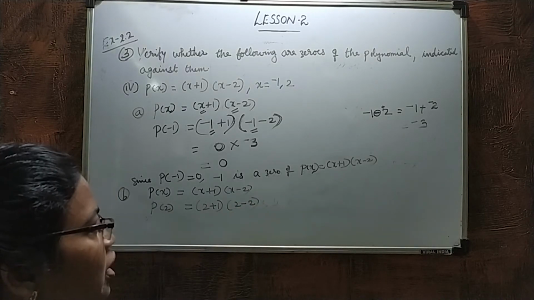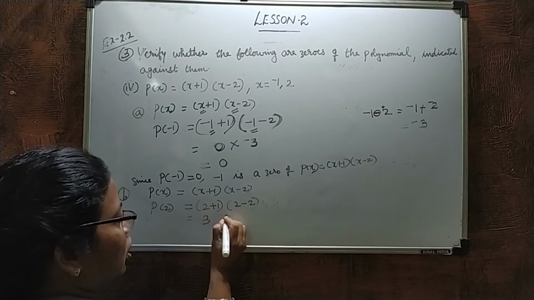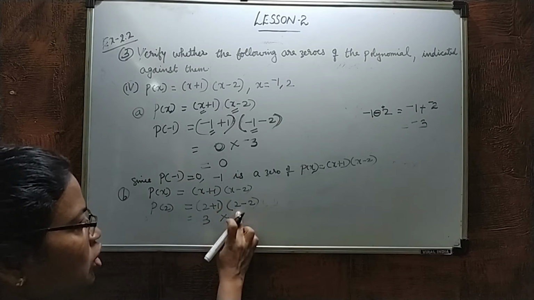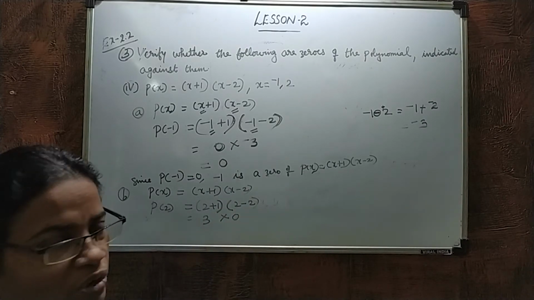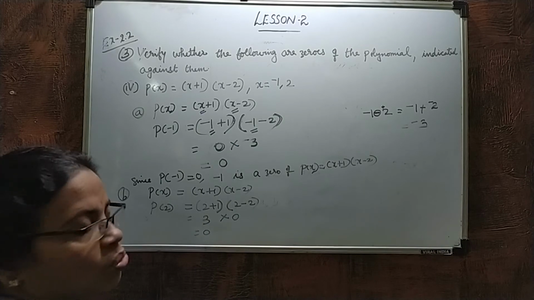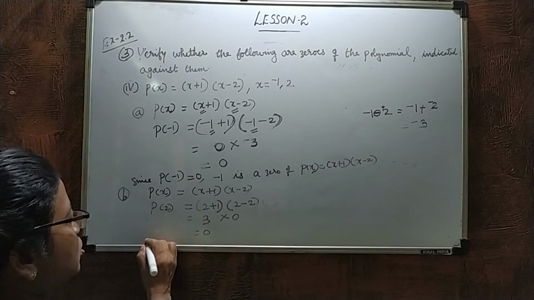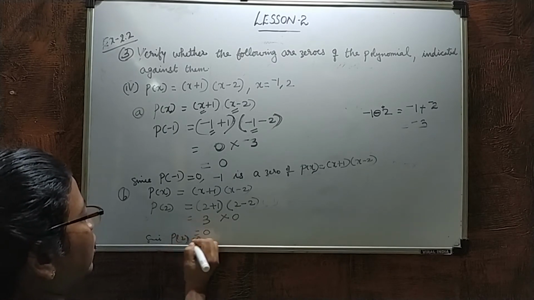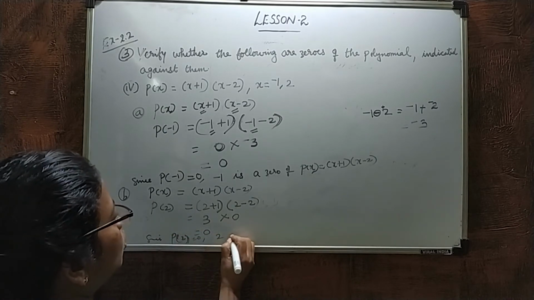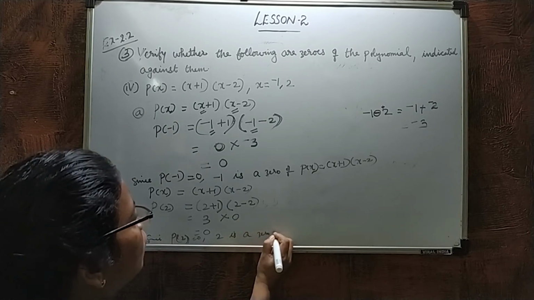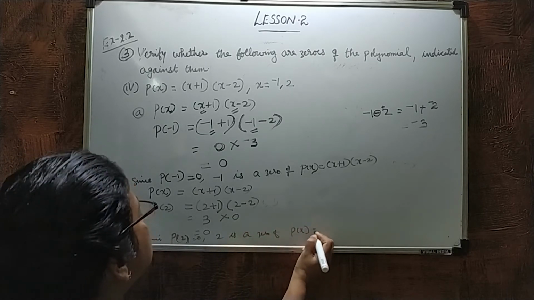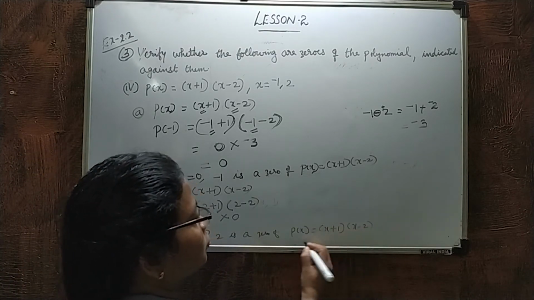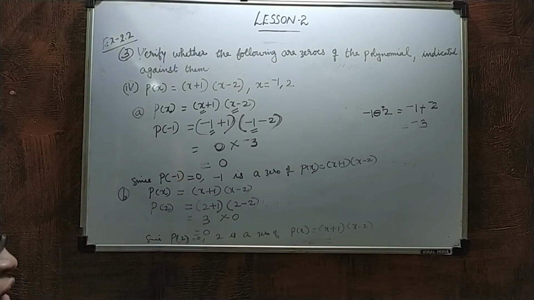What is the next step then? 2 plus 1 is 3, into. Bracket closed and bracket open means here in between them, into is there. What is 2 minus 2? It is 0. What is 3 into 0? It is 0. Right? So the same sentence you have to write. Since P of 2 equals 0, then 2 is a 0 of the polynomial P of x is equal to x plus 1 into x minus 2. Clear? This is the way you have to do.